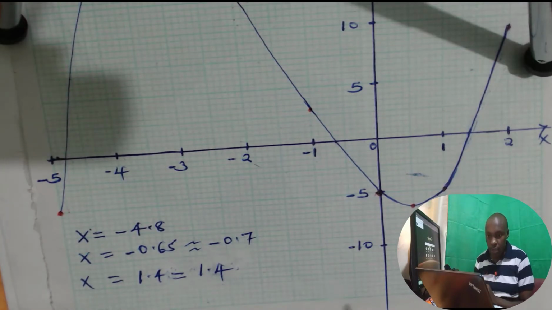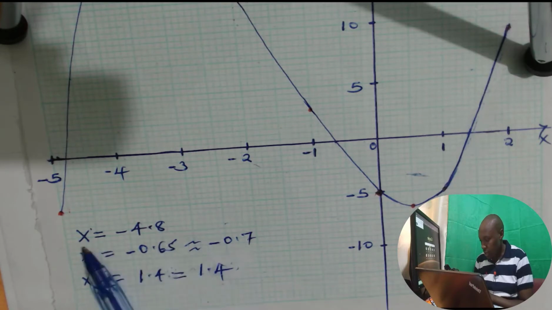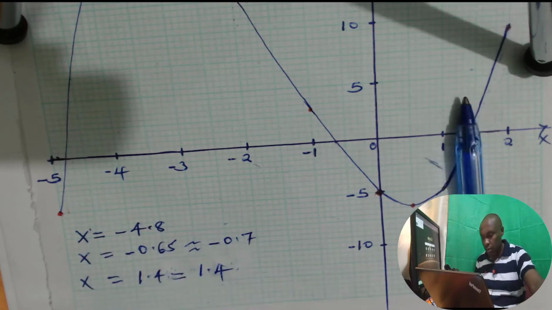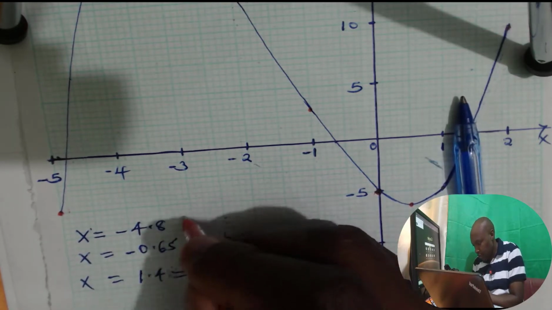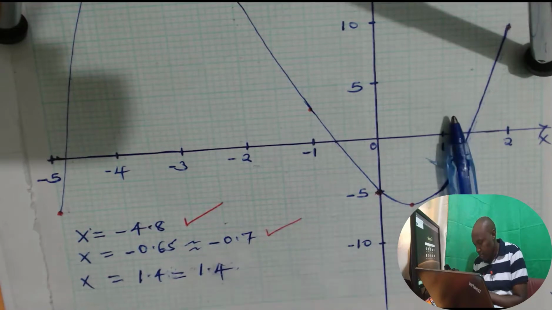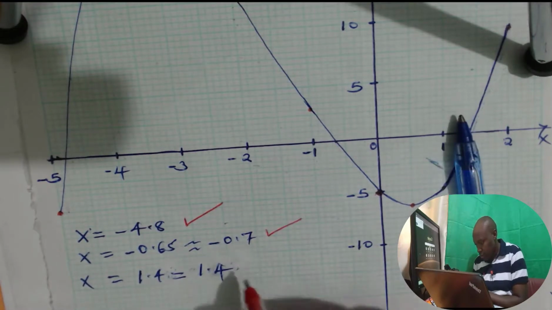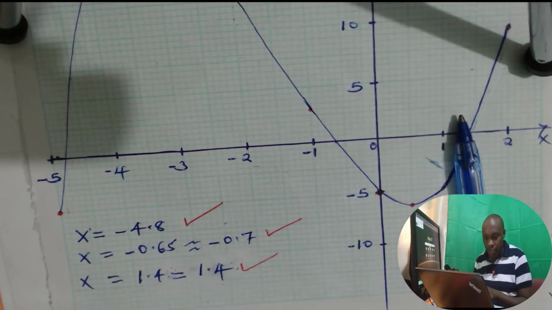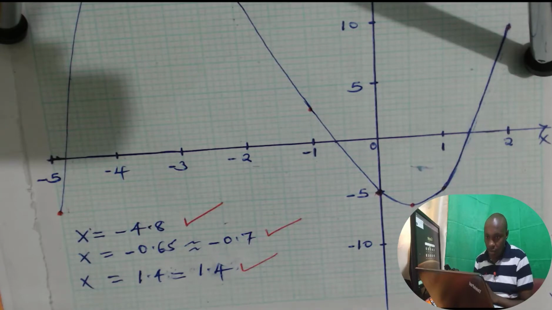So the solution for that part, therefore, using the graph to solve that equation, is x is equals to negative 4.8, and then x is equals to negative 0.7, and x is equals to 1.4. A slight allowance of around 0.1 is given for these answers. Now let's proceed to the next question.